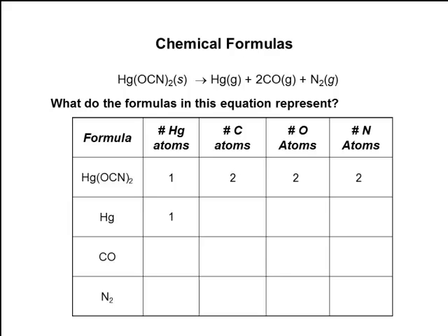For mercury itself, there's one mercury atom. We've got no carbon, no oxygen, no nitrogen from that formula. CO: no mercury, one carbon, one oxygen, no nitrogens. And N2: no mercury, no carbons, no oxygens, two nitrogens.